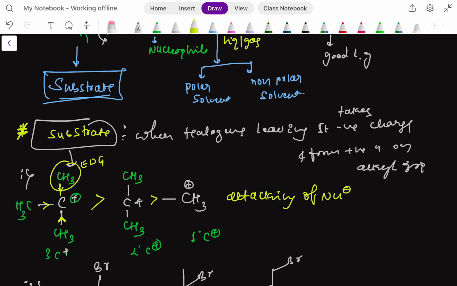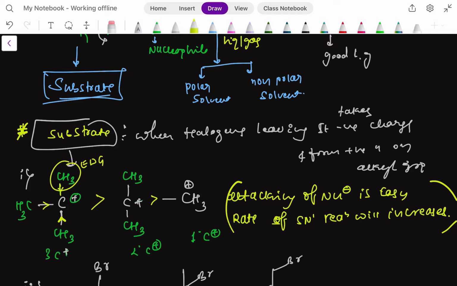If attacking of nucleophile is easy, now you people tell me, what happens to the rate of SN1? Rate of SN1 reaction will increase. Keep this in mind, right? This only we call SN1. We'll discuss that later, but understand directly: I am mentioning here that SN1 is helped if the substrate is more stable. I hope it's clear.